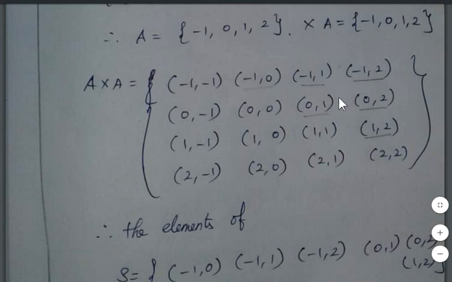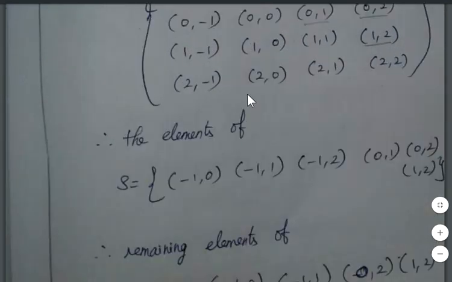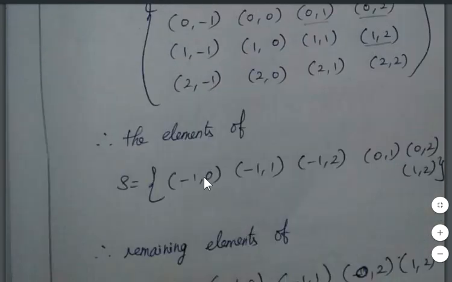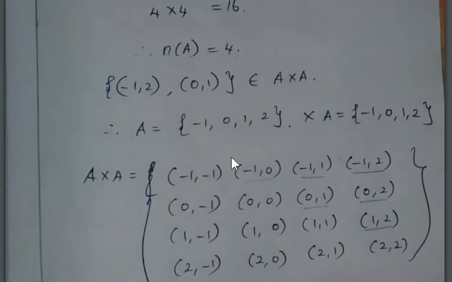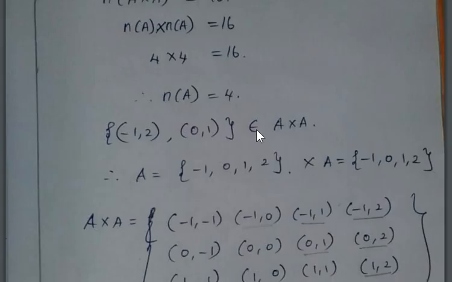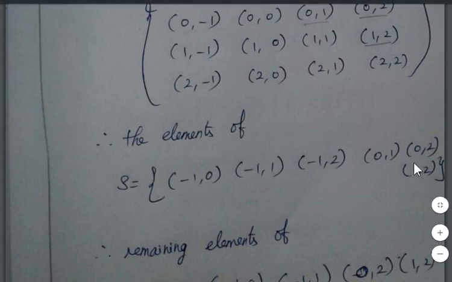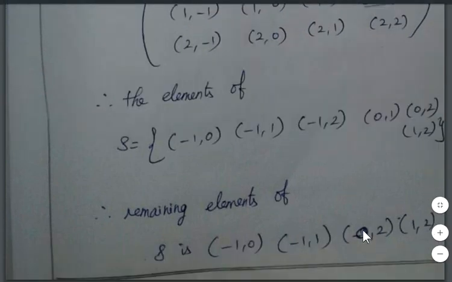So totally how many elements are there? 1, 2, 3, 4, 5, 6. 6 elements are there. So write the 6 elements. Two of its elements are given in the question itself. What are the elements? (-1, 2) and (0, 1). So (-1, 2) and (0, 1) are already given in the question. Find the remaining elements. Therefore the remaining elements are (-1, 0), (-1, 1), (0, 2) and (1, 2), which are the remaining elements of the set S.